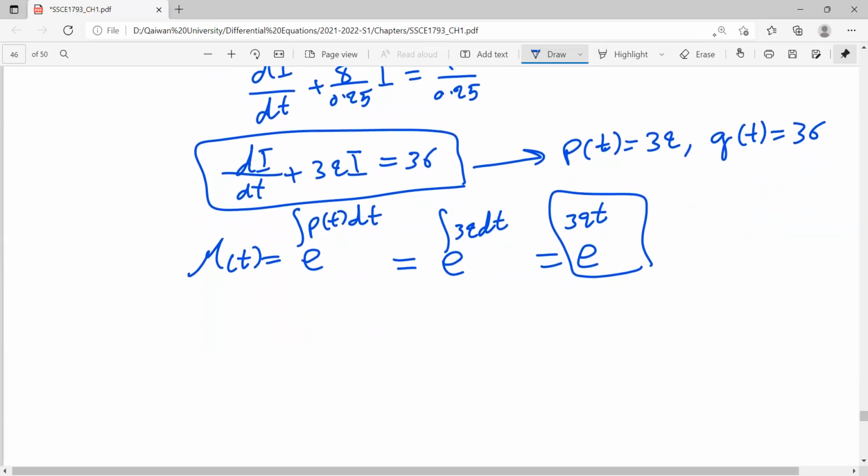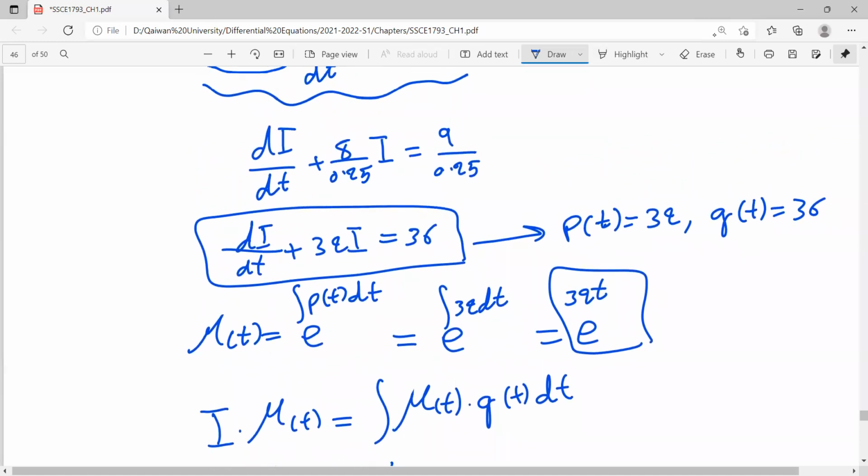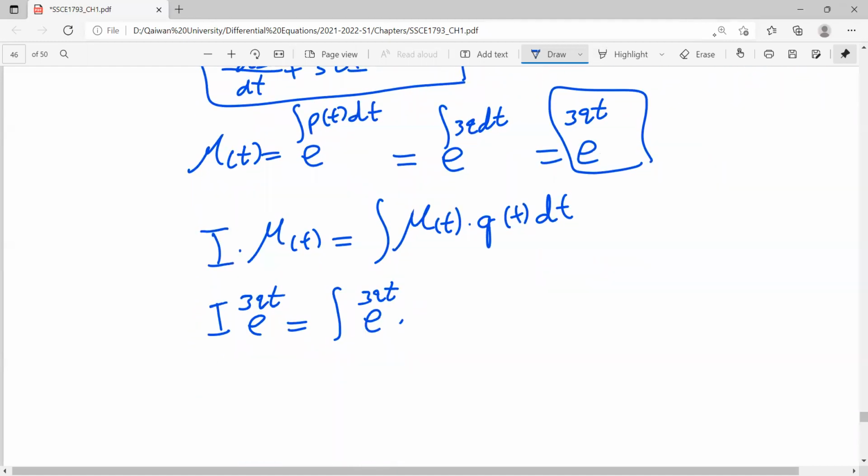And then after finding the integrating factor, we say the dependent variable, which is I, times mu of t equals the integration of mu of t times q of t dt. We are going to replace q of t and mu of t by their values. Mu of t is e to the power 32t and q of t is 36. So I times e to the power 32t equals the integration of e to the power 32t times 36 dt. What's this integration?